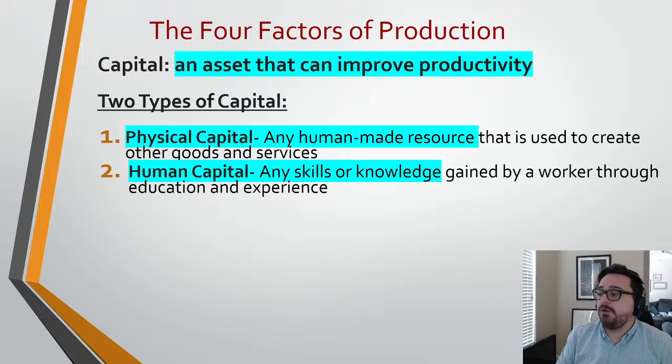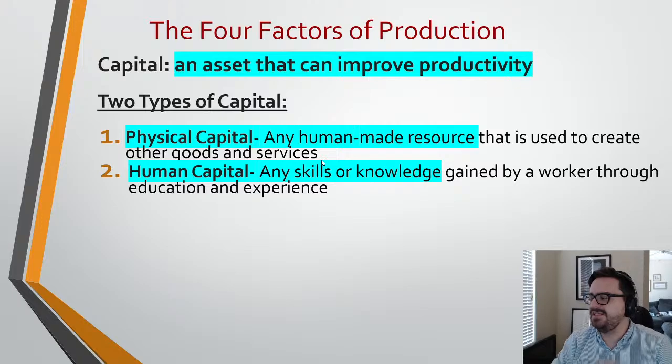You don't go walking through the forest and then you open up and there's effectively a factory but no walls, just a bunch of car manufacturing things out in the middle of the woods. That'd be terrible and useless. So the building itself is also physical capital because it helps facilitate that.